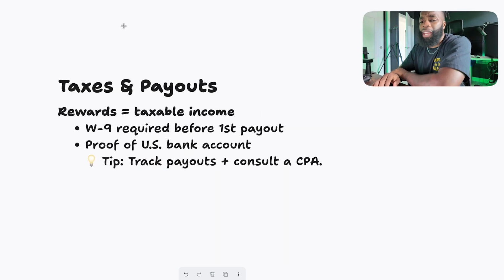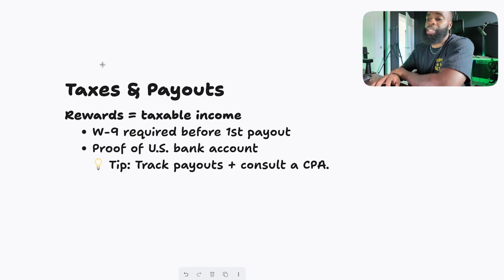When it comes to the payouts, which is obviously the most important, and the taxes, like I said, this is a reward, so it's taxable income. And basically a W-9 is required before your first payout. So you have to fill out a W-9 form, and they also want proof of your USA bank account. So this is pretty much it when it comes to getting payouts. You just need to fill out this information and you'll be good to go.